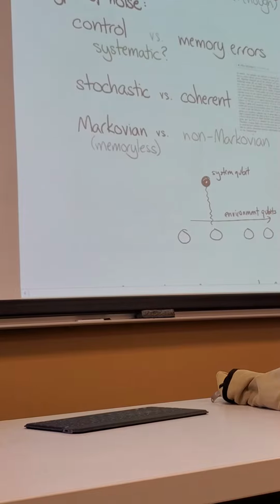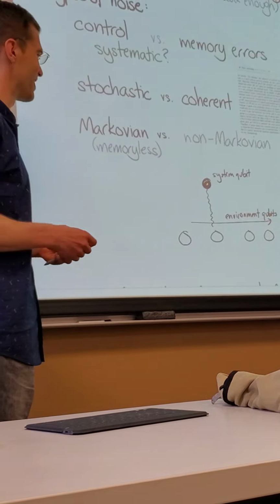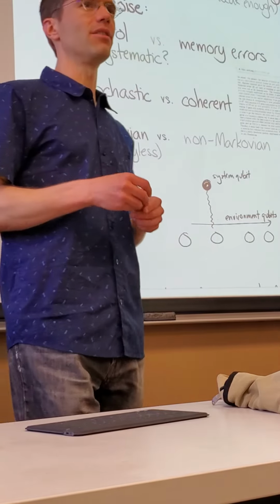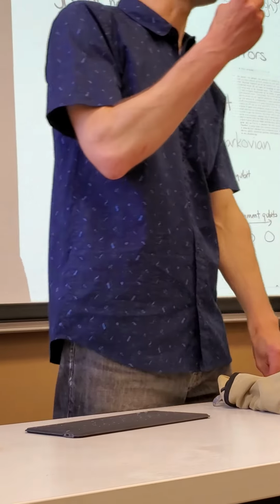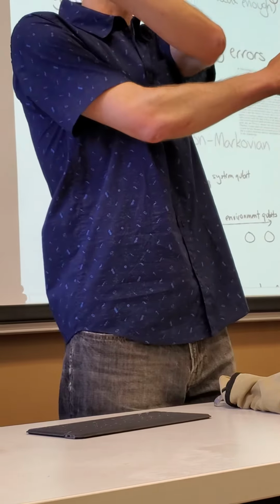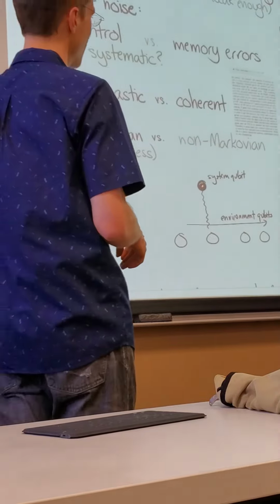All right, so Markovian versus non-Markovian. This is just another distinction. Markovian is the same as a Markov chain. The interesting thing about a Markov chain is that the probability of going to the next state only depends on your current state, not on the past. So it's memoryless. Markov means it doesn't have memory.